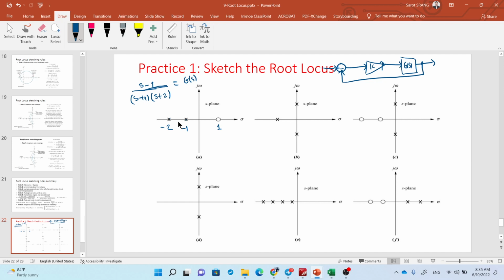The best way to sketch the root locus is to start from rule number 3, the easiest. Rule number 3 says the real axis segment is to the left of an odd number of finite poles and zeros. So let's count: this is number 1, number 2, number 3. The real axis segment must be on the left, so here on the left. Because it is to the left of this one, it goes to infinity.